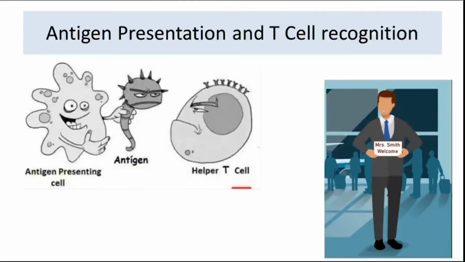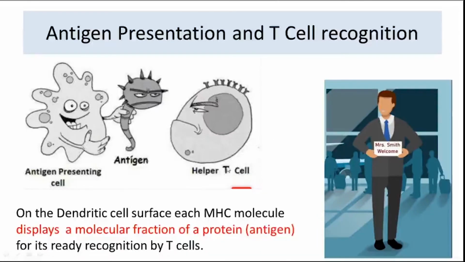What happens? This is the dendritic cell. See, this is the dendritic cell, which has an antigen over its outer membrane, and it is trying to present it to the helper T cell or to the T cell. So what happens? On the dendritic cell surface, each major histocompatibility complex molecule displays a molecular fraction of a protein, which we call antigen, for its ready recognition by the T cell.